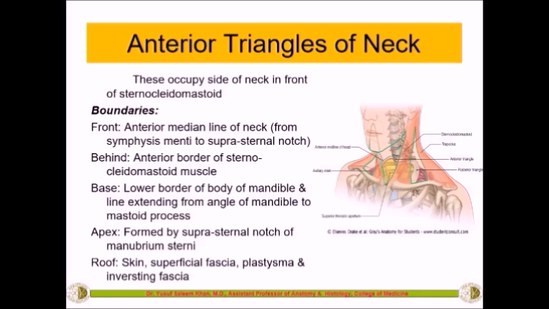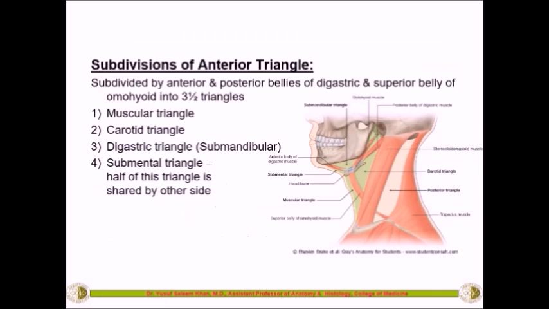base. So the boundaries, once again I repeat: anteriorly we have the midline structures of the neck, posteriorly we have the sternocleidomastoid, and the base, which is superiorly placed, will be formed by the base of the mandible, as well as the imaginary line drawn from the angle of the mandible up to the mastoid process. This forms the triangle. Now this anterior triangle is again divided into multiple triangles.